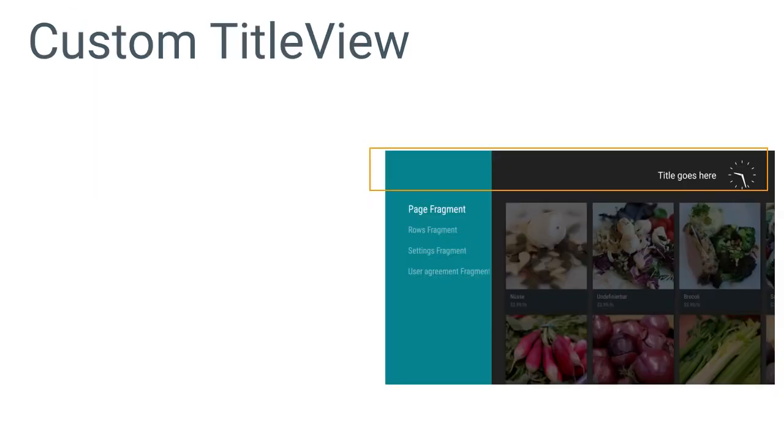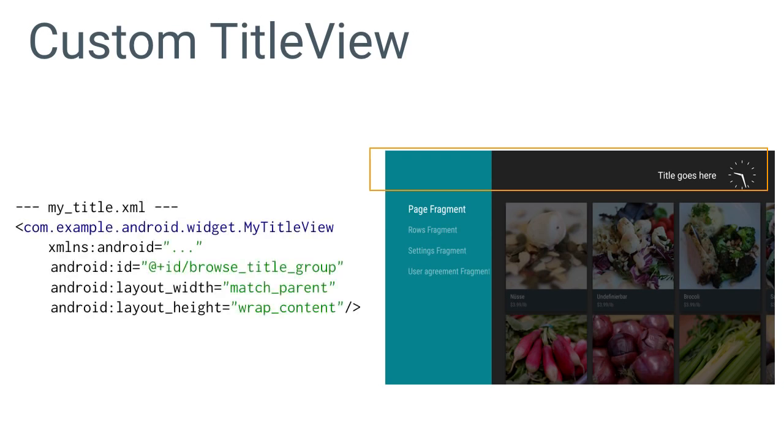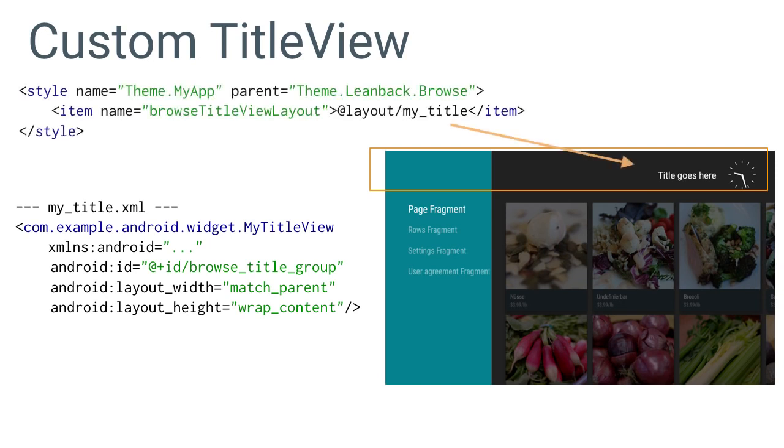The title view, which appears on the top of browse fragment, is where you display your branding information. The classical title view displays a search icon, a title, or a logo. Now, that is great, but what if you wanted to display your own custom view? The latest version of Leanback supports custom title view. The first thing you want to do is create a custom view. Second, you want to create a title layout file, which uses your custom view. And then you want to override the browse title view layout property with the location of your layout file. As soon as you do that, browse fragment will pick up the layout you created and render that in the top section of browse fragment.